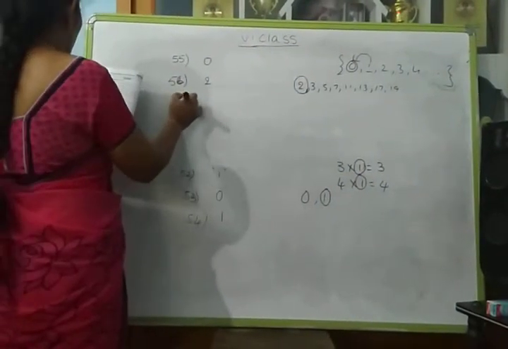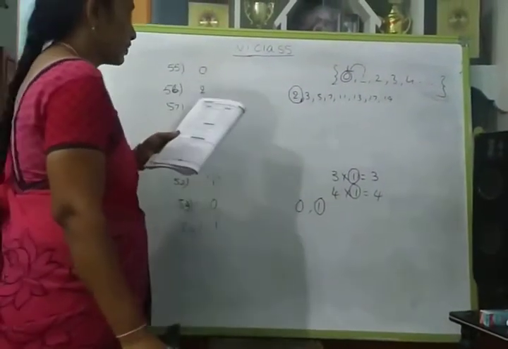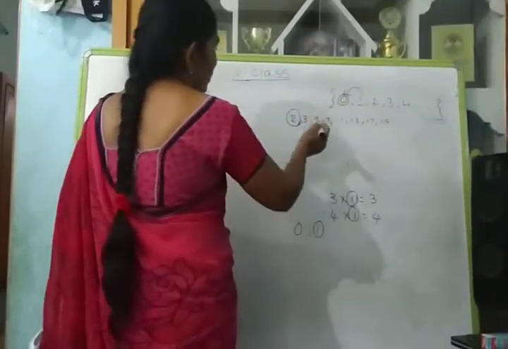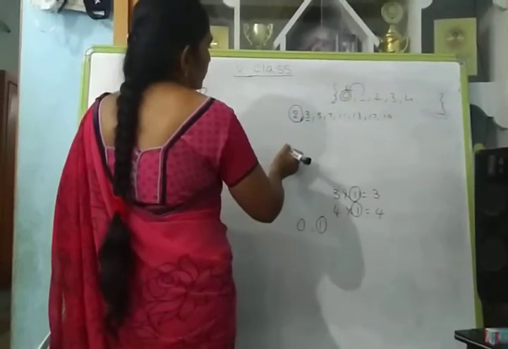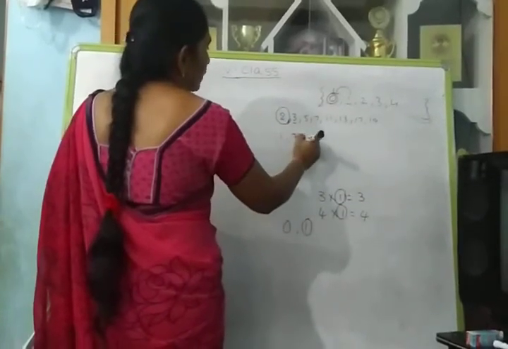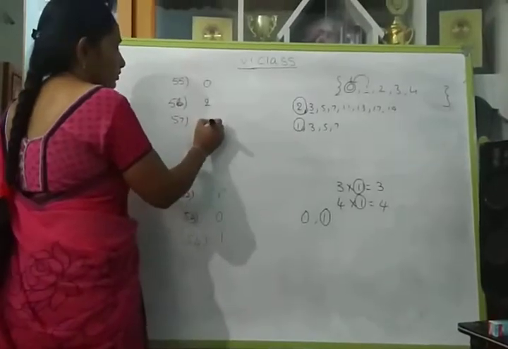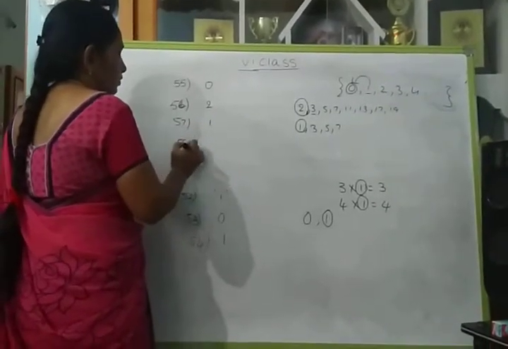57. Least odd prime number. Which is the least odd prime number? Odd prime number means 3 you are getting. Only, least odd number means 1. So 57, answer 3.